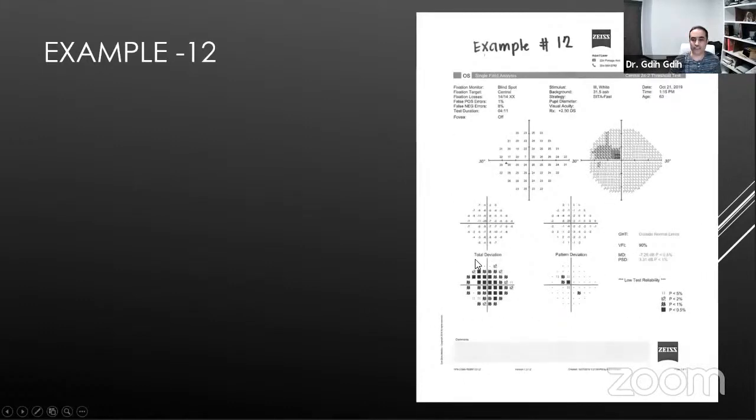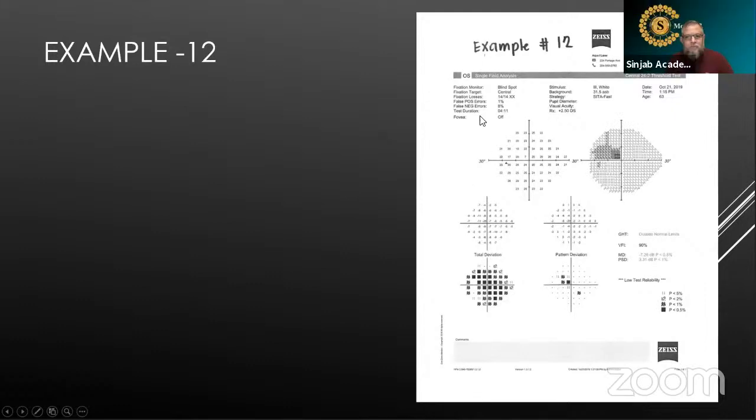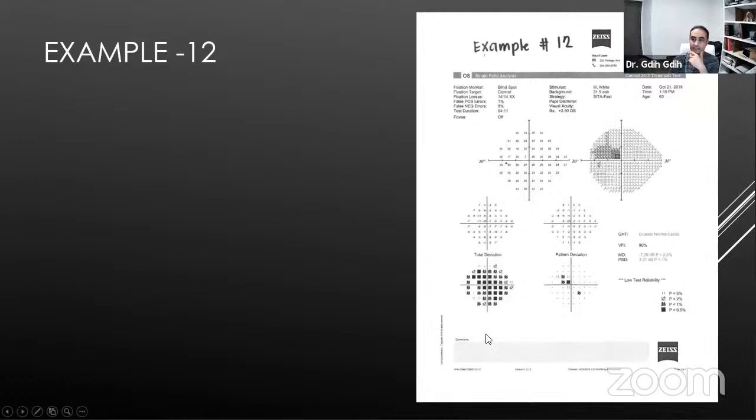Okay, let's look at this. See how bad this total deviation is, and see how good it is on the pattern deviation. If this patient has glaucoma, it's got to be a small defect there, but they have something else going on, which is either refractive error, or the patient is hyperopic, you can see that. Or they could have cataract or something else. Okay, let's go. There is fixation loss, 14 out of 14. Wow. That's right. And the gaze tracker was turned off. See, we don't have it here.